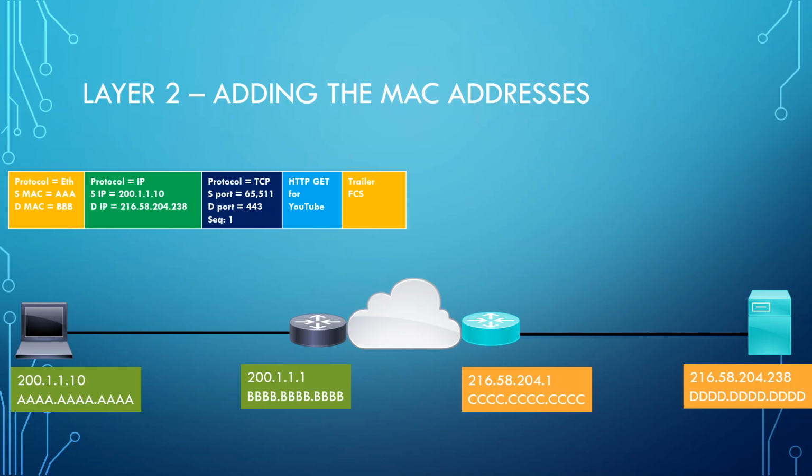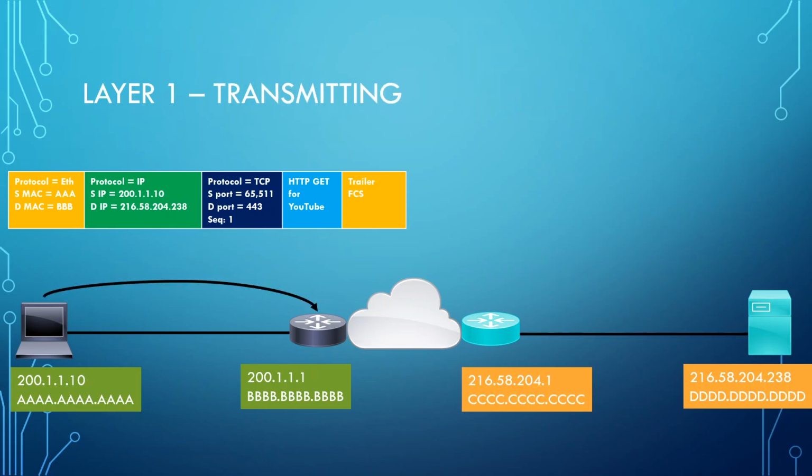It's going to add on an Ethernet trailer, which is used to make sure that the frame hasn't become corrupted during transit, and then it's going to transmit that frame. So obviously, it's going to send that frame to a switch. The switch is going to look at the destination MAC address and realize that this frame is destined for the default gateway of this network.